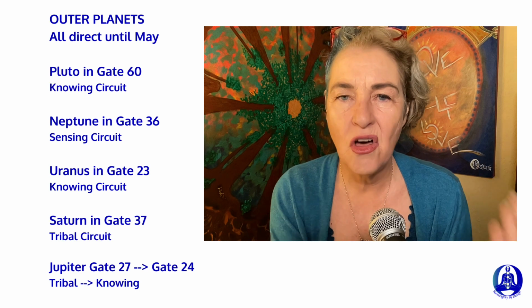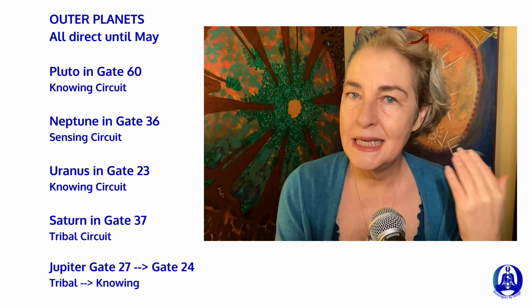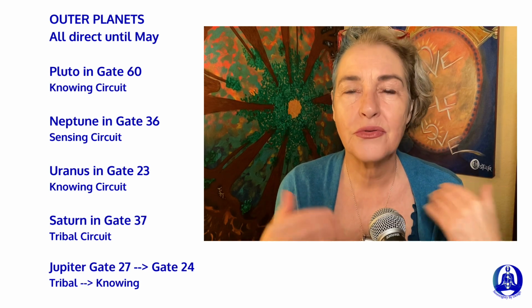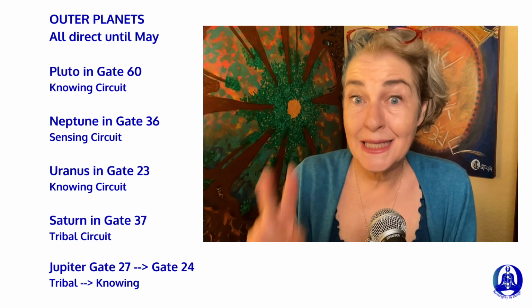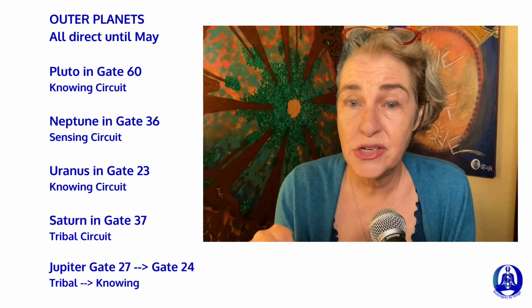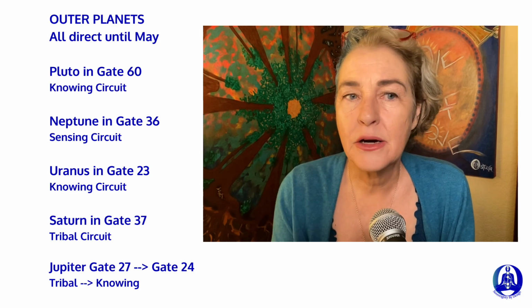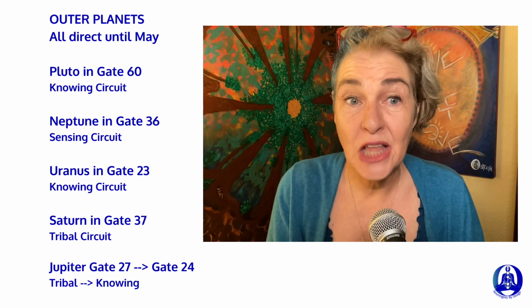But the thing I want to point out here is that every single one of these planets is in a circuit that is not logical. So we've got the knowing circuit showing up twice, we've got the tribal circuit showing up twice, and the sensing circuit showing up once. So we're going to see this theme carried forward through where the sun and the earth gates are. We just have 2 gates in the logic circuit that are being lit up, only 2, the 4 and the 13. So we'll look at that a little bit later.